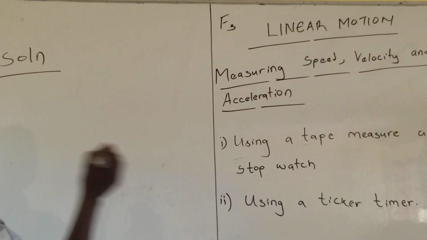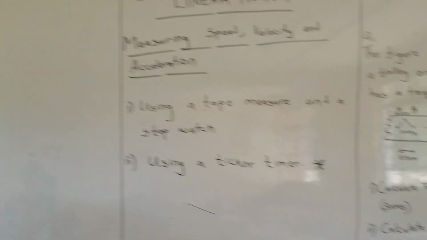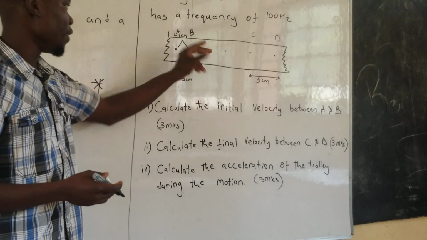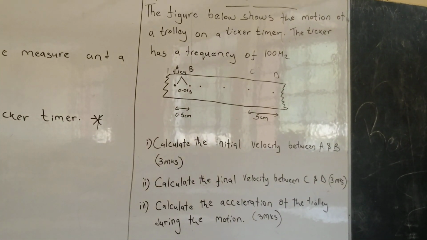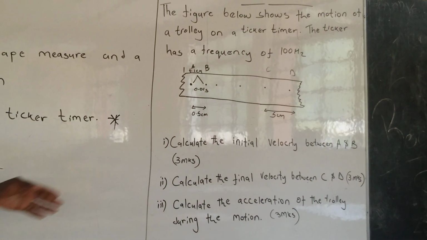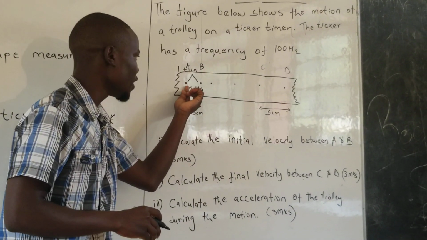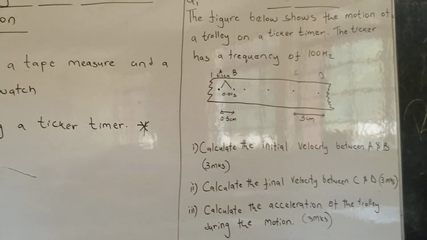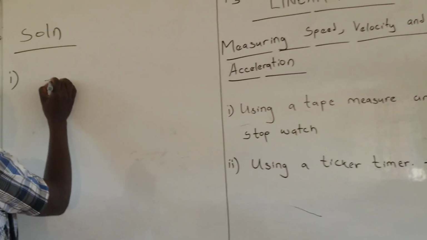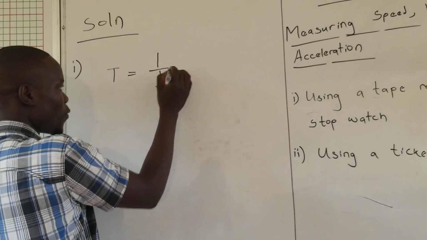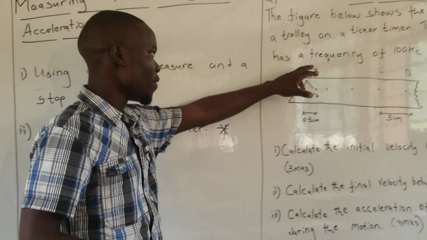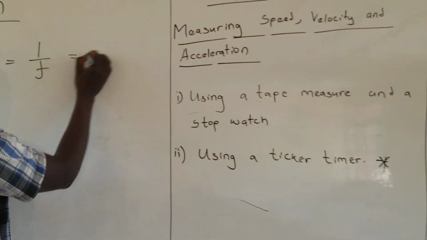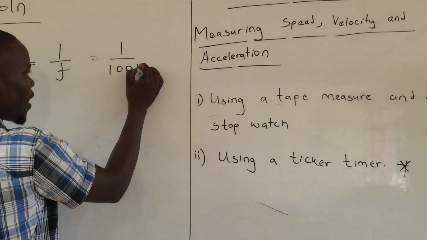So we are going to start with Roman 1, where we want to calculate the initial velocity between A and B. Now, how do we get the initial velocity between point A and B? The first thing, we have to get what is called periodic time. And periodic time will be 1 over the frequency. 1 over the frequency here that we are given to be 100 Hz. So I'll be having 1 over 100 Hz.